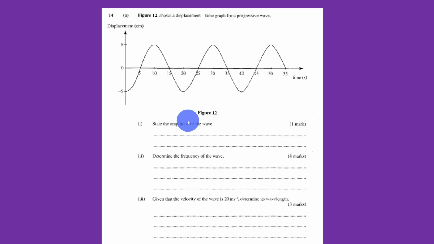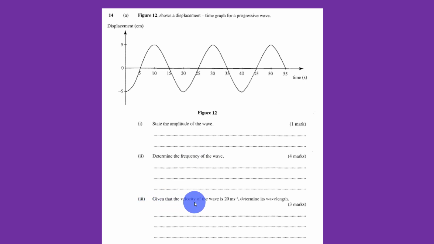The frequency can be determined by, first of all, determining the periodic time. So the period is from this point all the way to this point, which is 20 seconds. So it is from one trough to the next trough, or from one crest to the next crest. So 30 minus 10 gives us 20 seconds, or from 0 to 20. Since we know the periodic time, we can get the frequency, because the relationship between frequency and periodic time is that frequency is equal to the inverse of the periodic time.